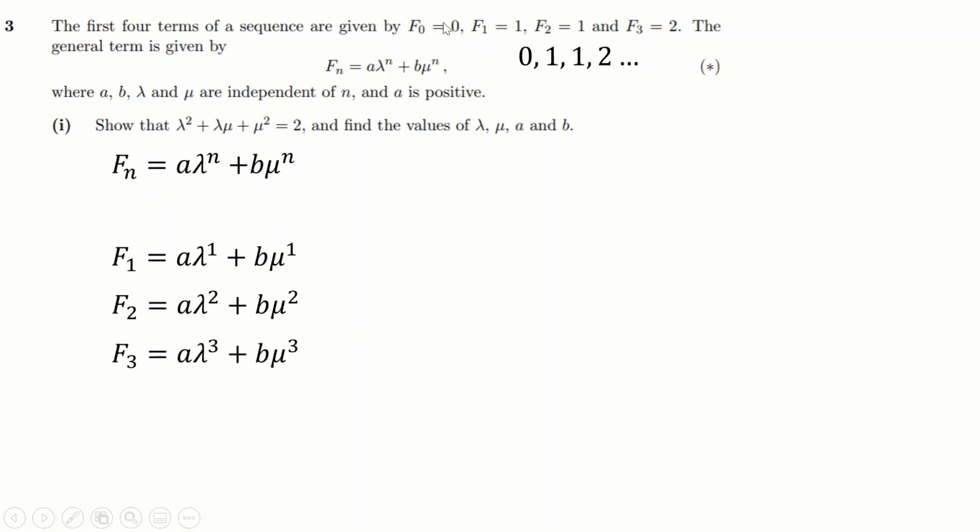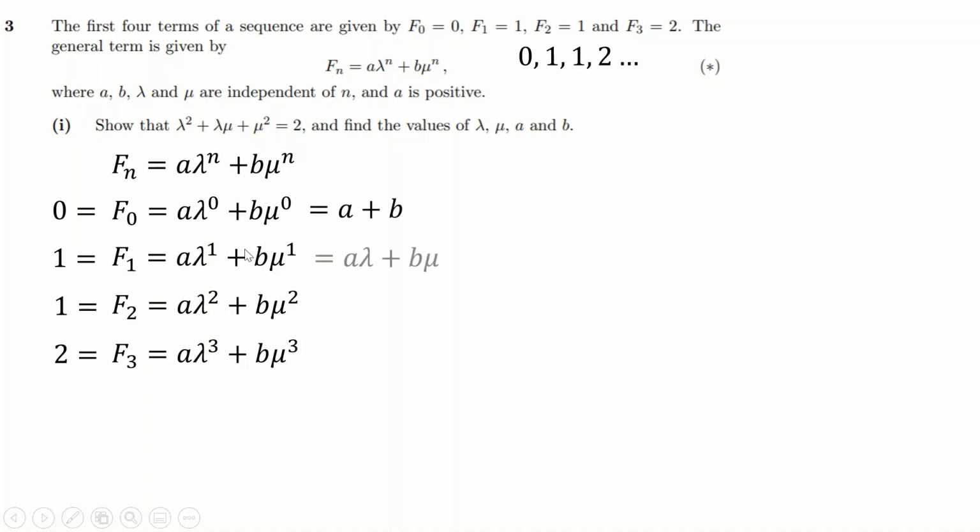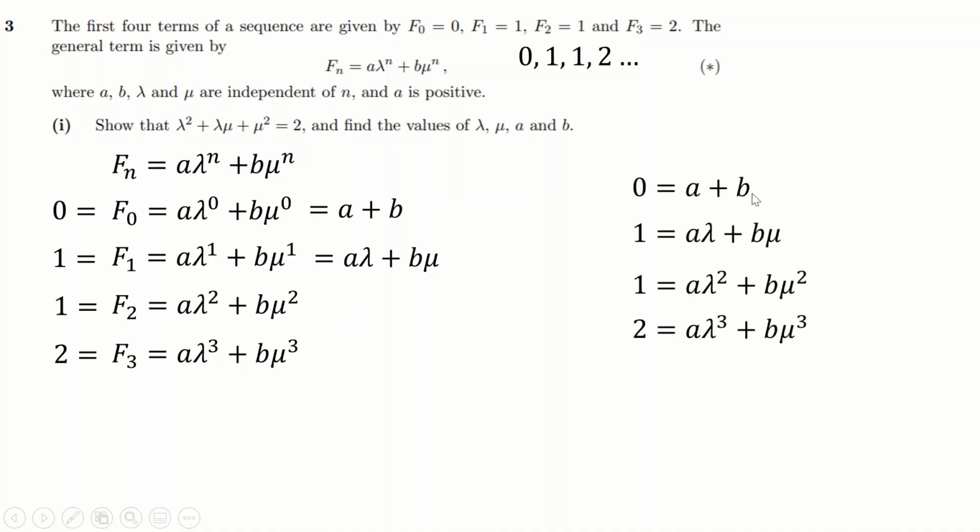But then I notice it actually starts on the 0th term. So I say, well, f(0), I put a 0 in here. And more than that, they've given me a bunch of stuff. I know f(0) is 0, that one is 1, that one is 1 as well, and that one is 2, I think. And I can also simplify a bunch of these, because anything to the power 0 is 1, so this one here is just a plus b. This one, I don't need to write the ones. That's just a lambda plus b mu. And these two, I can't really simplify as much, but I end up with these 4 equations.